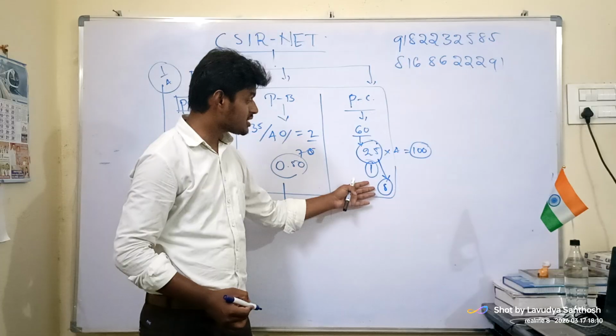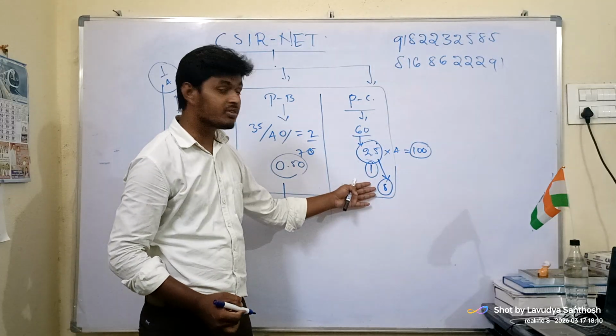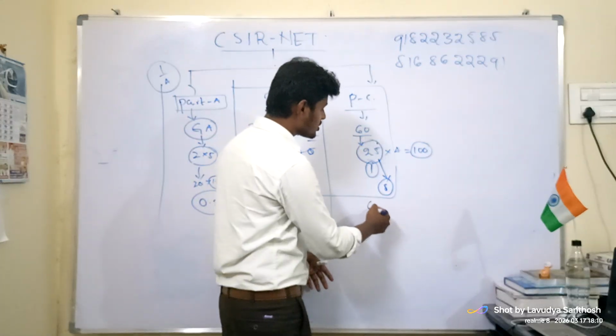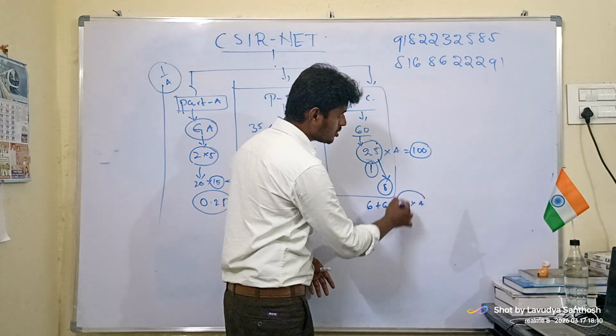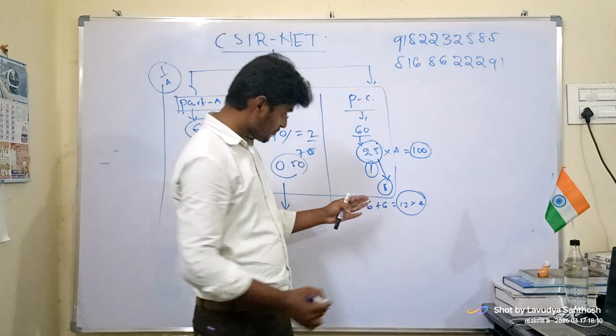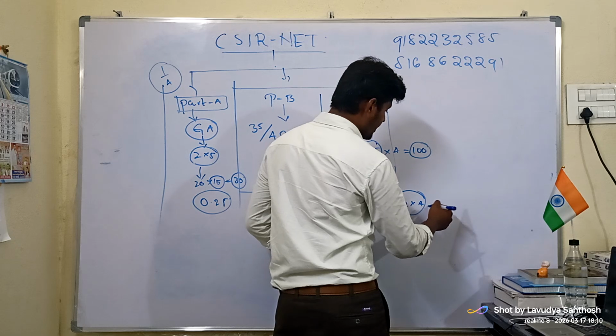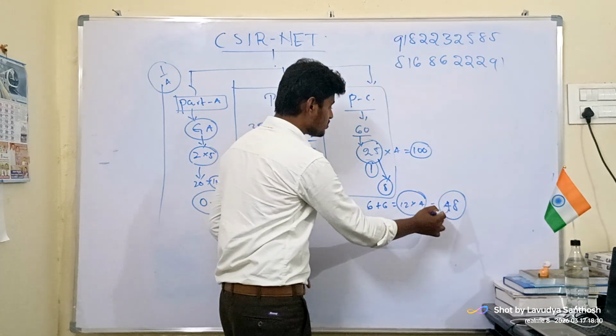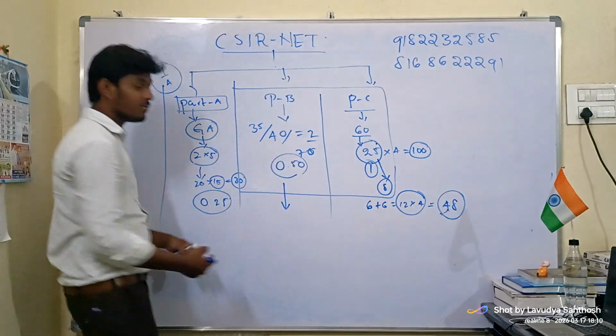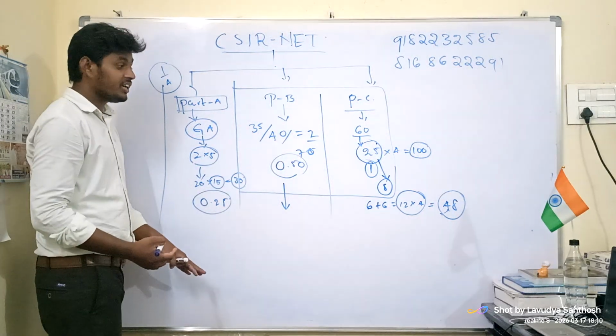If you do at least 6 from organic chemistry and at least 6 from inorganic chemistry, 6 plus 6 is 12. 12 into 4 is equal to how much? 48. You are getting 48 marks here. 48 marks plus 30 marks, how many? Like 78 marks.